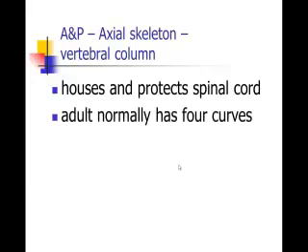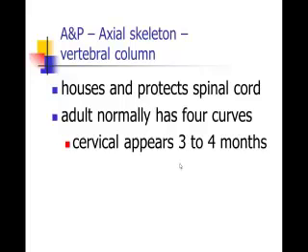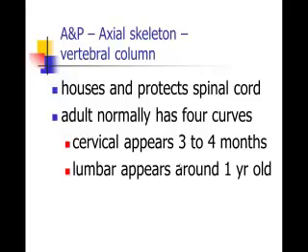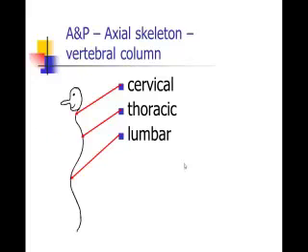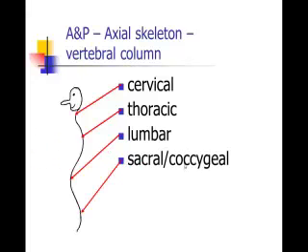In the adult, there are normally going to be 4 curves. The cervical curve appears between 3 and 4 months. The lumbar curve appears when you're about 1 year old. So here is the cervical curve, the thoracic curve, the lumbar curve, and the sacroiliacoccygeal curve. And the obvious question is, how do these curves get there?